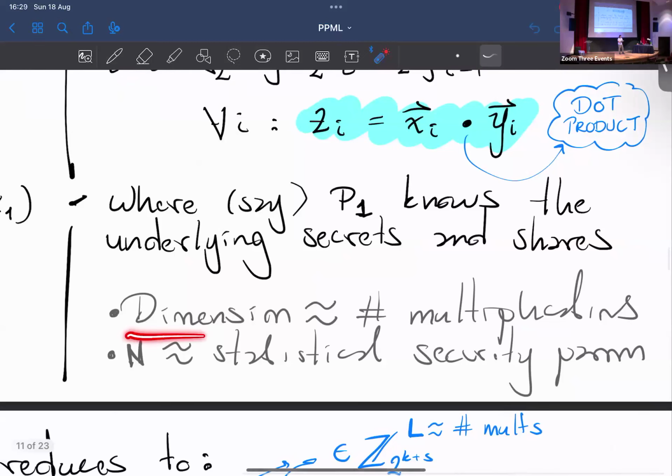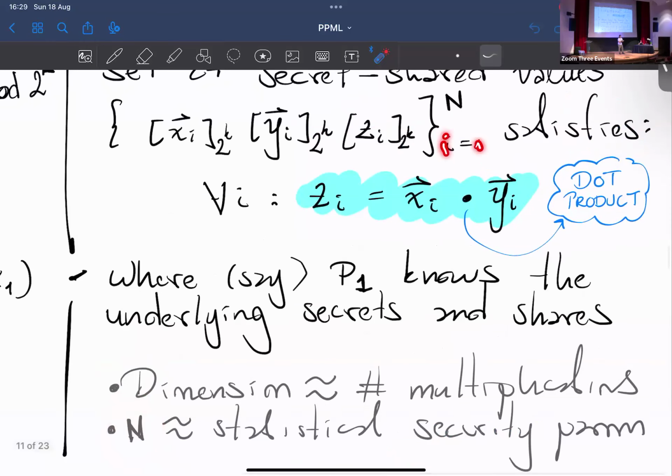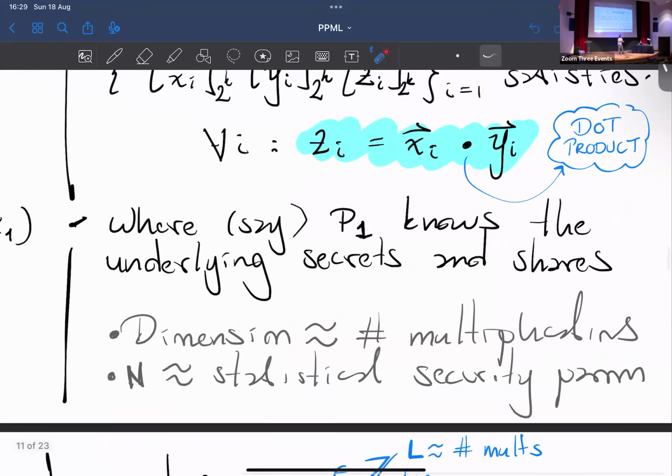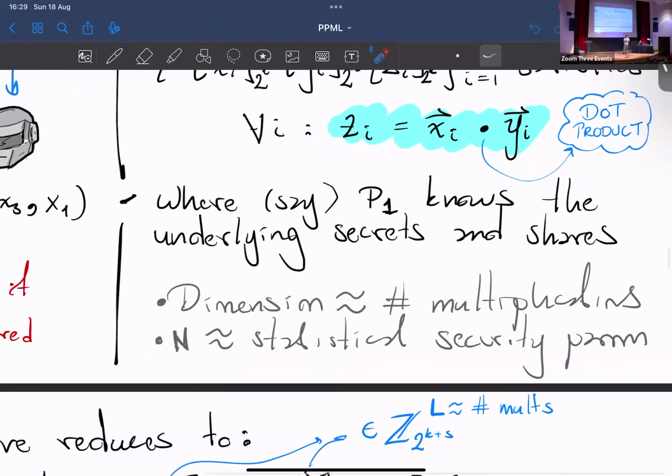The dimension of this vector is going to be huge. It's going to be the number of multiplications. And the number of dot products, there are many dot products from 1 to n, is going to be proportional to the security parameter. Let's say 40 is the statistical security parameter, 40, 50, something like this. All right, so this is well known.